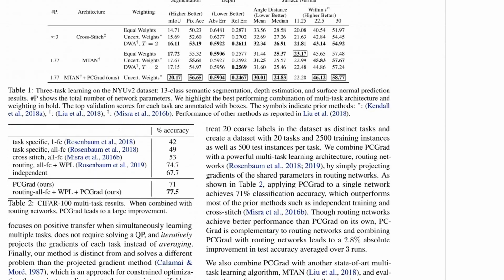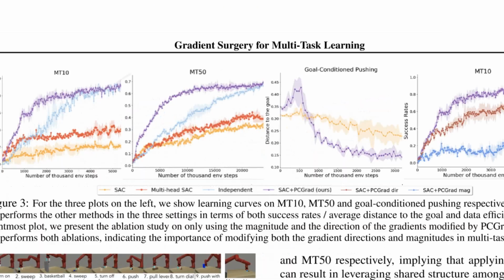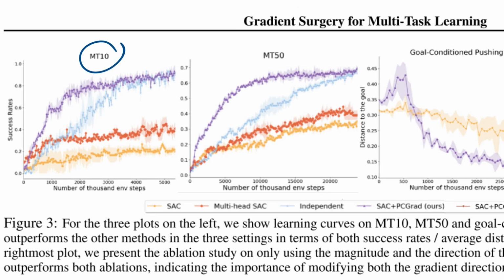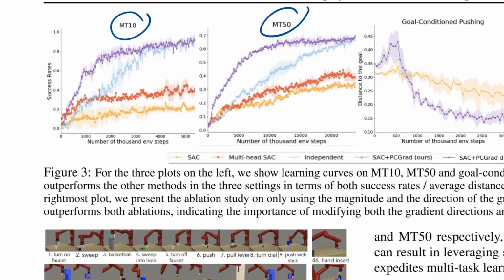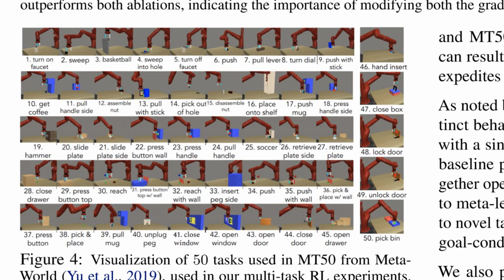All right, so they test this on MultiTask, which these MT10 and MT50 benchmarks are these robotic manipulations. So MultiTask doesn't only mean supervised learning. In this case, it's actually multitask reinforcement learning. So here you have everything. You have mini batches, you have episodes, and you have multiple tasks. So this is everything together.